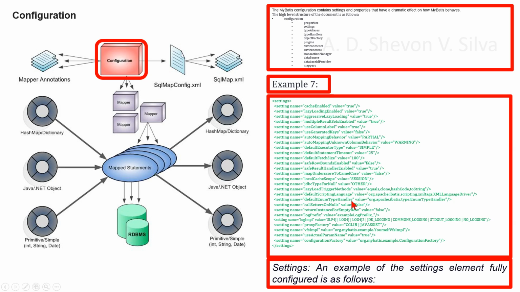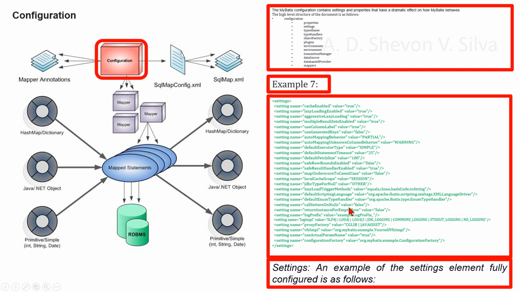Default enum type handler specifies the type handler used by default for enums, since 3.4.5. Valid values are a type alias or fully qualified class name. Default is org.apache.ibatis.type.EnumTypeHandler.